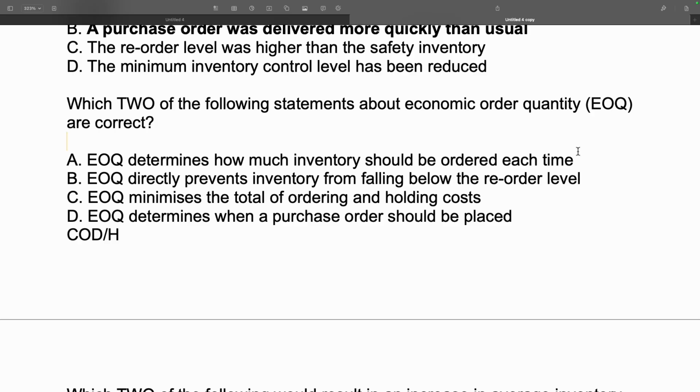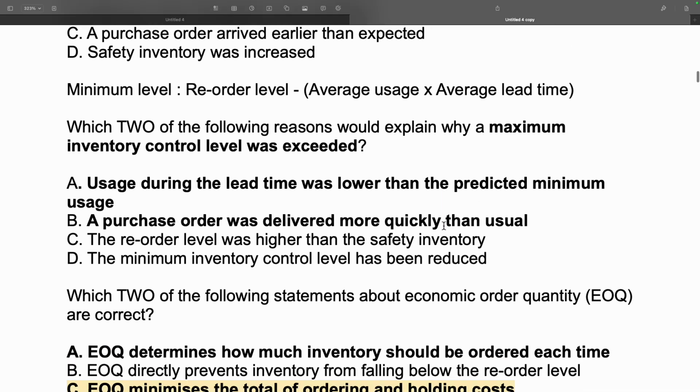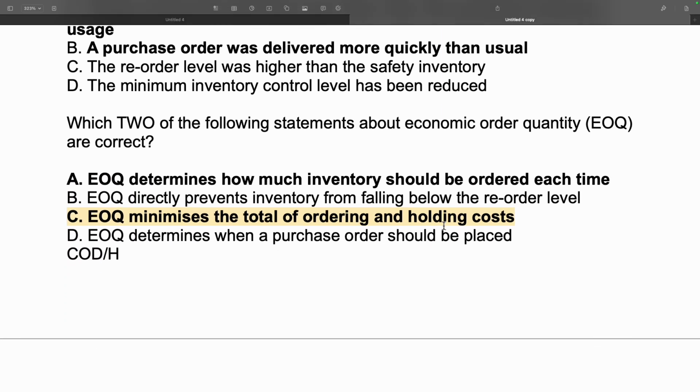EOQ determines how much inventory should be ordered. Correct. EOQ directly prevents inventory falling below reorder level. No. EOQ minimizes total order costs and holding costs. Correct. EOQ determines when a purchase order should be placed. No. It just determines how much. When a purchase order is placed is based on reorder level, not EOQ. Got it? Remember this one?